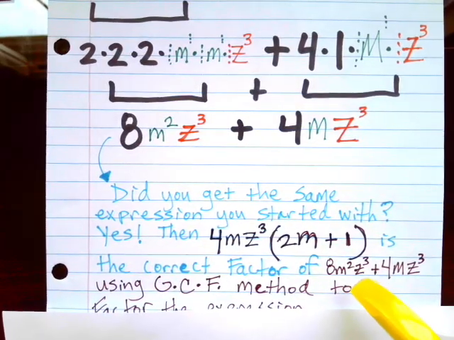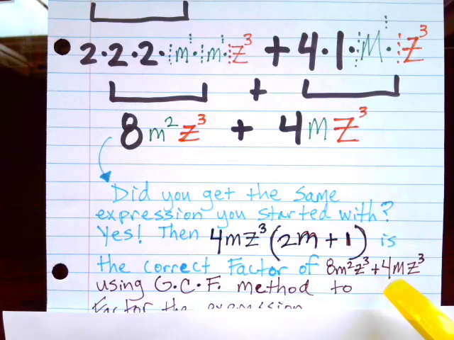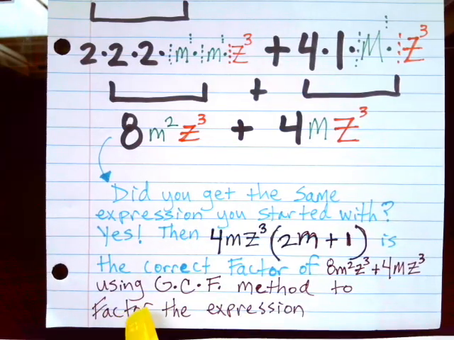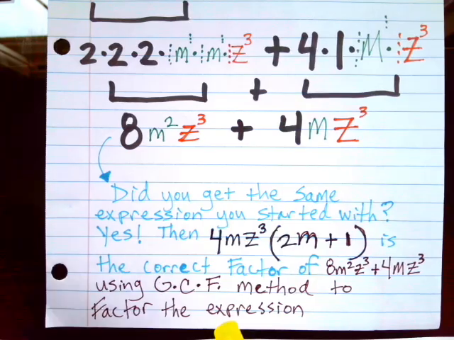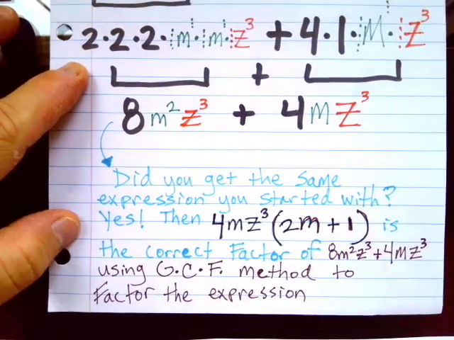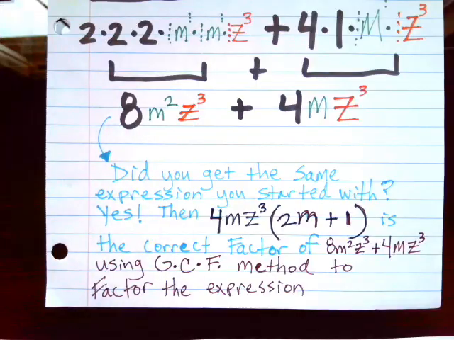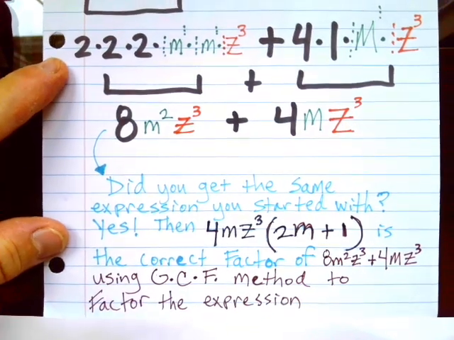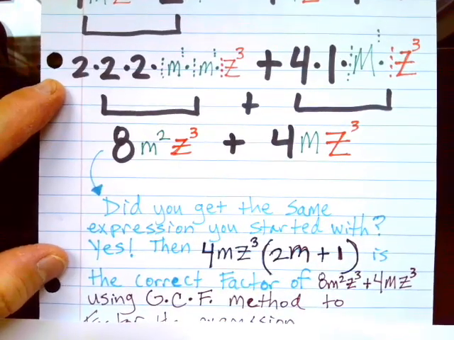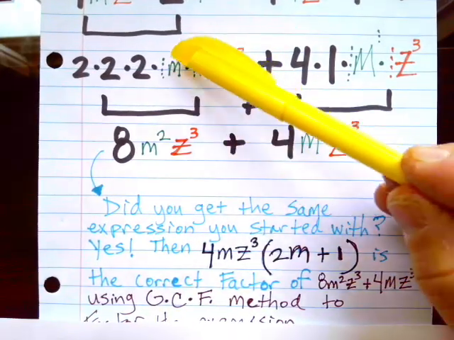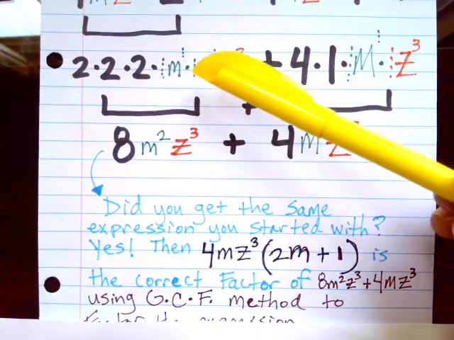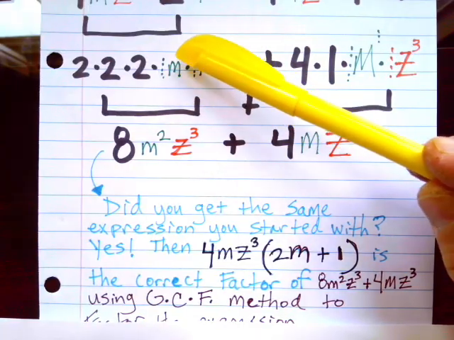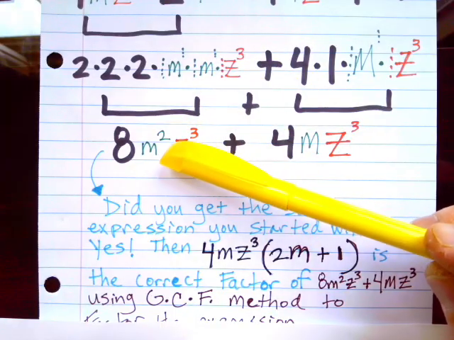8m squared z cubed plus 4 times mz cubed, using the greatest common factor method to factor the expression. Hopefully this has made things a little bit easier. I try to show those invisible ones for clarity, not confusion. And so I got a little more time here so you can see this. Again, when you multiply, you add those exponents. And so 1 times 1 is 1. M, add them up. That gives you that m squared.